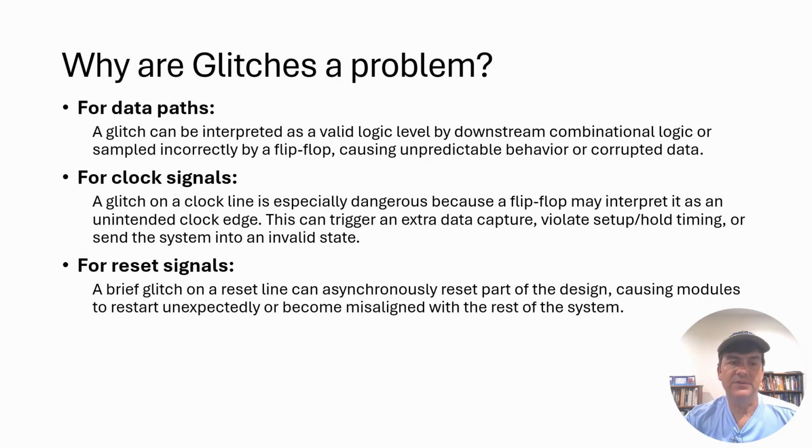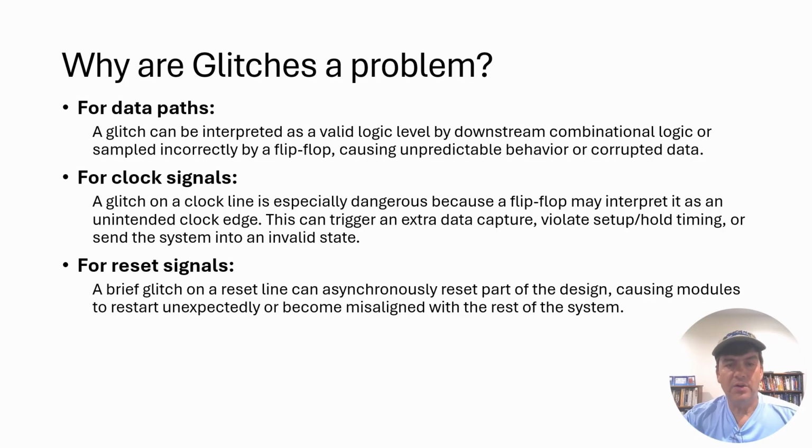For clock signals, a glitch on a clock line is especially dangerous because a flip-flop may interpret it as an unintended clock edge. This can trigger an extra data capture, violate setup and hold timing, or send the system into an invalid state. For reset signals, a brief glitch on a reset line can asynchronously reset part of the design, causing modules to restart unexpectedly or become misaligned with the rest of the system.